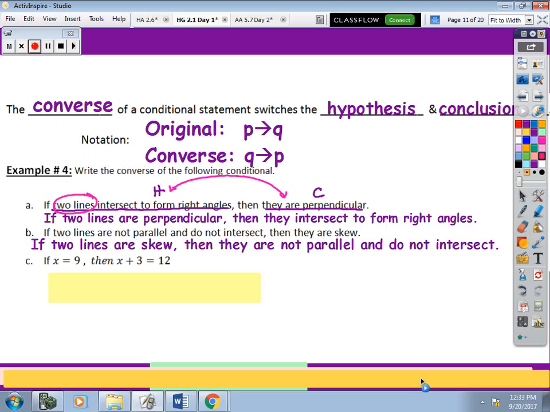And the last one at least has less writing. Who could tell me the converse of our last one? Ashley? If X is greater than 12, then S is not. Perfect.